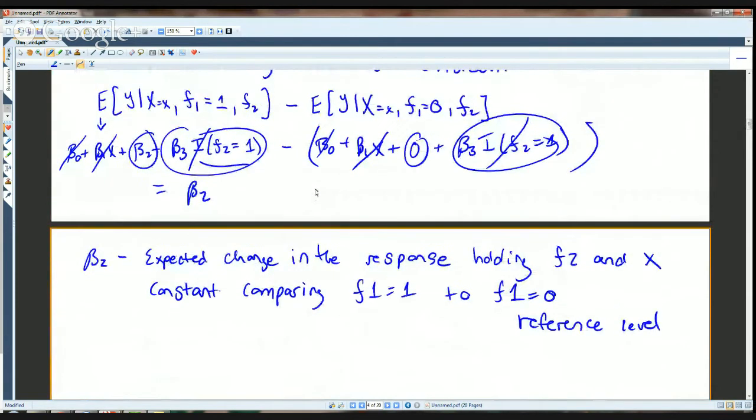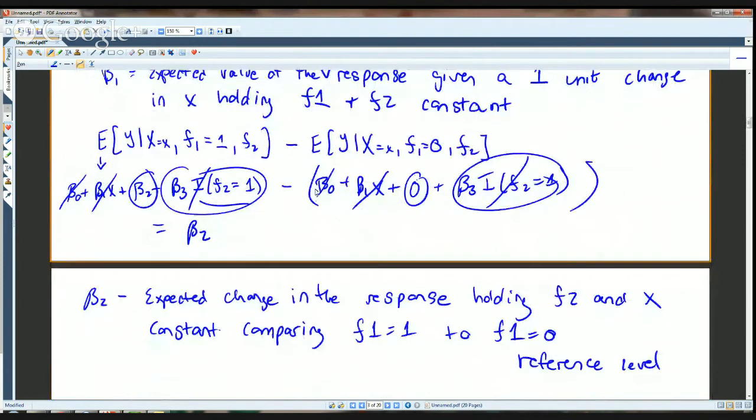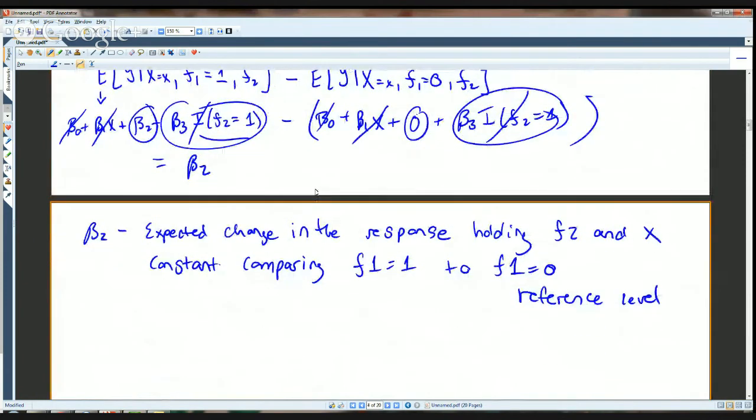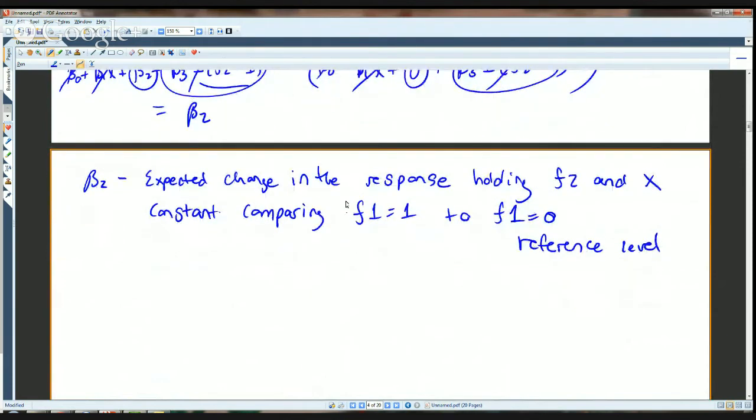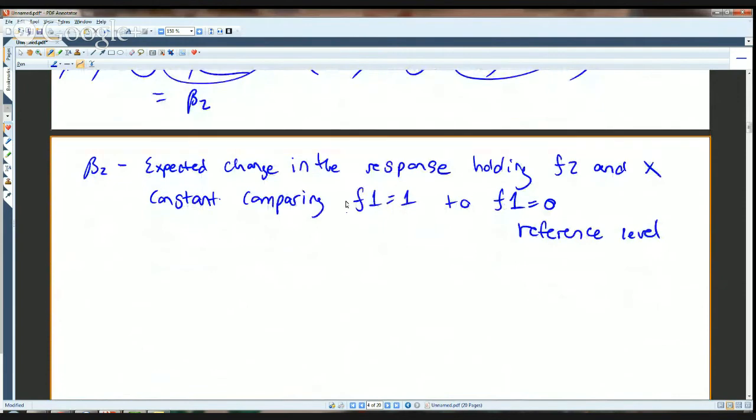So the point being is that every coefficient in a regression model is interpreted as the expected change in y as that variable changes, holding all the other variables constant. Okay, whether they're factor levels or not. Okay, now things get a little bit harder.